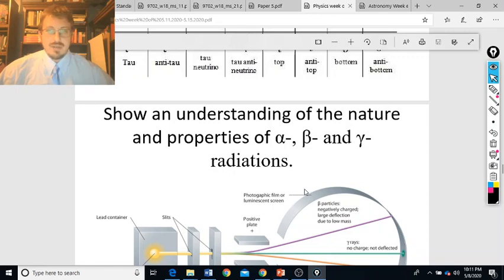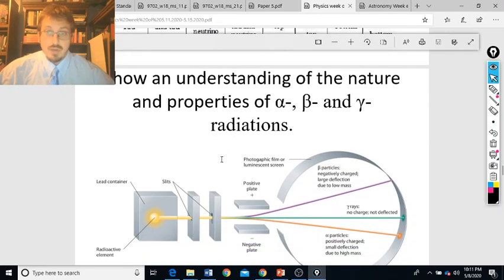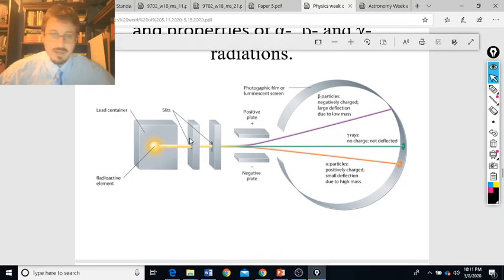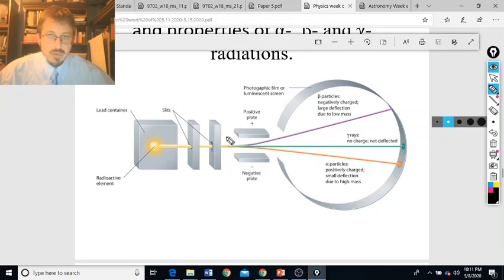All right, let's go on with the slides here. It says, show an understanding of the nature and properties of those types of radiations, alpha, beta, and gamma. Here's a slide with a little experimental setup. It's got a radioactive element in the core, and there's a lead container so that we're only letting the radiation out one way. Then it goes through a series of slits, and then there are plates that are positive and negative. Anything that's negatively charged is going to be attracted toward the positive plate. And so the beta particles, like we mentioned, those high energy electrons, because they're negatively charged, are going to be deflected this way.